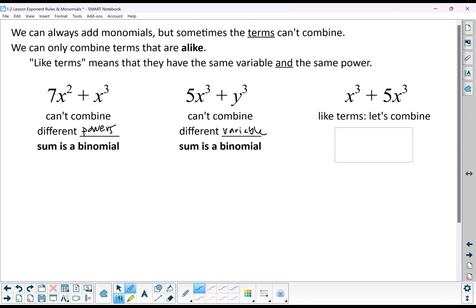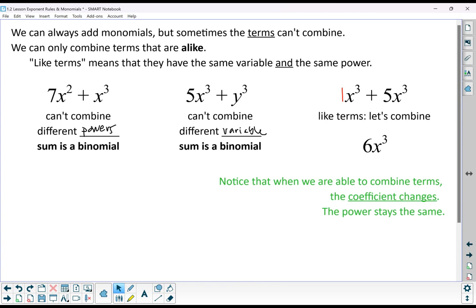But if I wanted to add an x to the third to a 5x to the third, they have the same variable with the same power, so I can combine them. And remember, this x to the third is like saying I have 1x to the third. We just don't usually write the 1. And so when we combine them, we get a total of 6x to the third, which is a monomial. So notice that when we are able to combine terms, the coefficient changes, but the power didn't change. They were both x to the thirds, and so when we add them, we also have an x to the third, but we just have a new quantity, which is represented as the coefficient, and so we now have 6 of those x to the thirds.